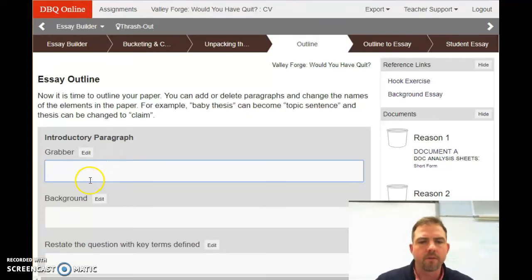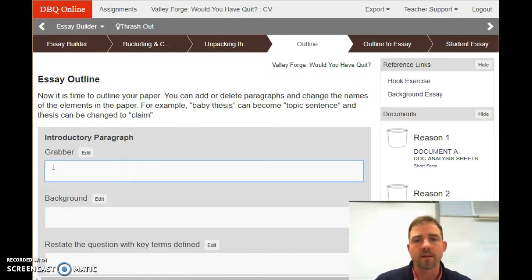Hey, seventh graders. Right now I'm in the outline section of the DBQ Online Essay Builder, and for this tutorial we're focusing on the grabber. The grabber for your paper, really simply, is something that you're writing that's going to capture the reader's attention right away and cause them to not want to put the paper down, is what we're looking for. In the past, you've been told to write a grabber as a question.